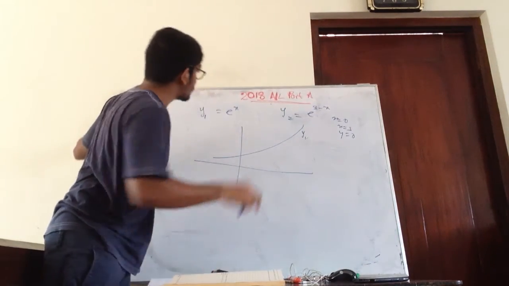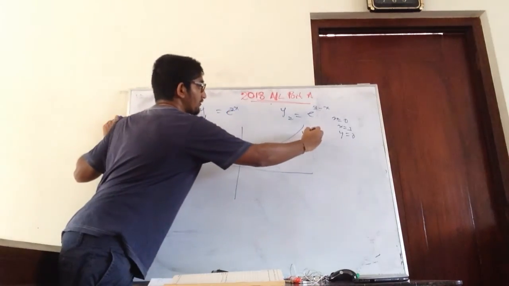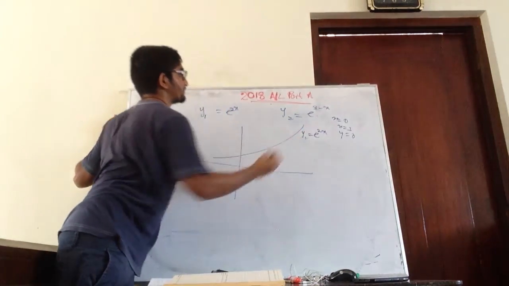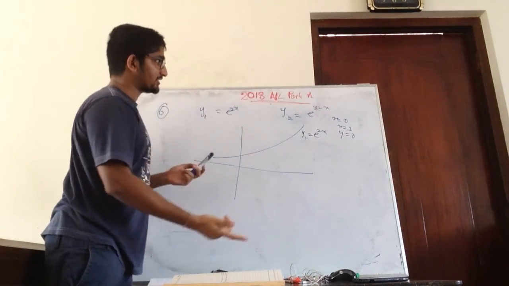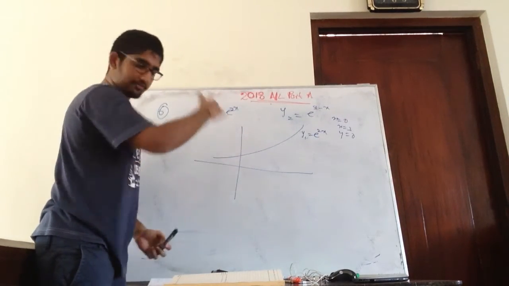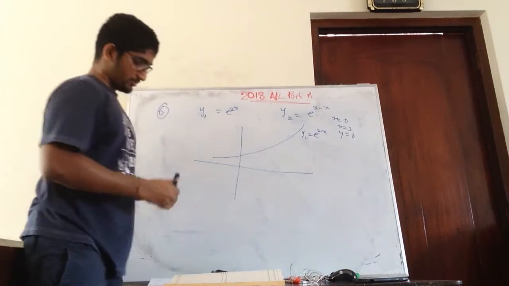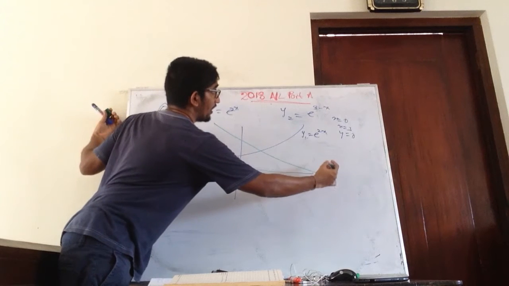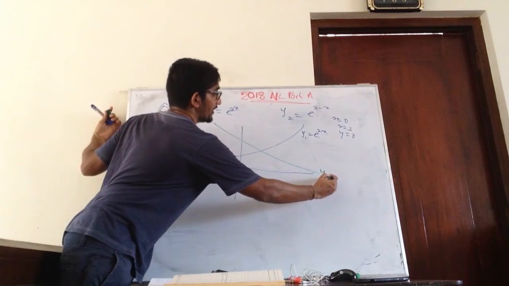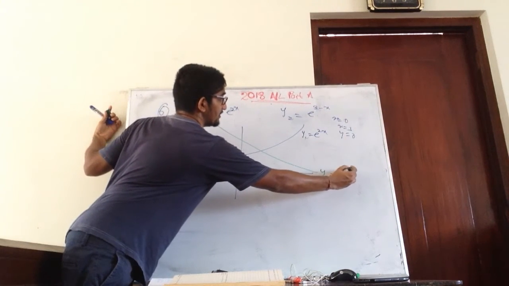This is e^(2x). y1 equals e^(2x). So it will go up. Then this is e^(-x), so it will definitely go down. So something like this. y2 equals e^(3-x).